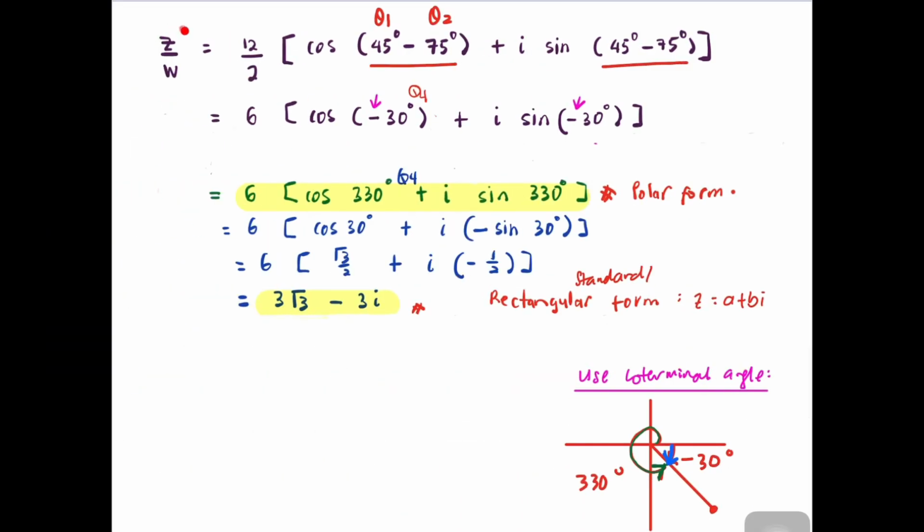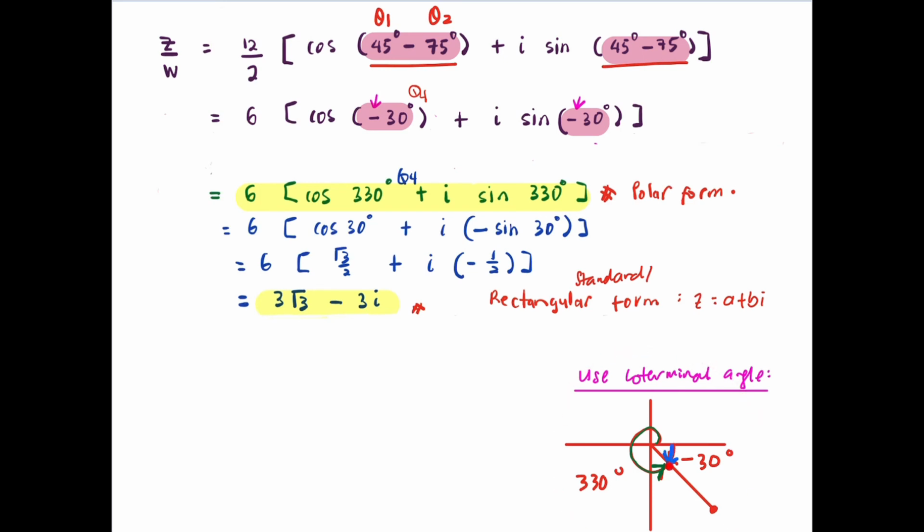Let's see another one. The question asks for the quotient as well. For r, you just divide them. Then open a bracket and write the structure cos plus i sin. For the angle, let's subtract the angles. When you subtract the angles, you will find this is minus 30 degrees. Since this is minus 30 degrees, let's use a coterminal angle.